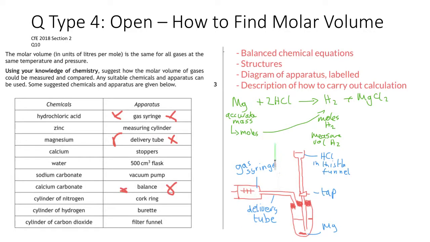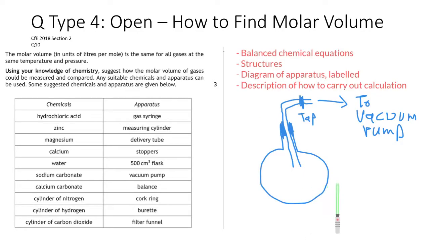There's a lot of knowledge of chemistry there. You're showing you know that reactive metals react with the acid to give you hydrogen gas. You're linking moles of your reactant to moles of your product. You've got labelled apparatus, and then you've got the connection to the molar volume as well.